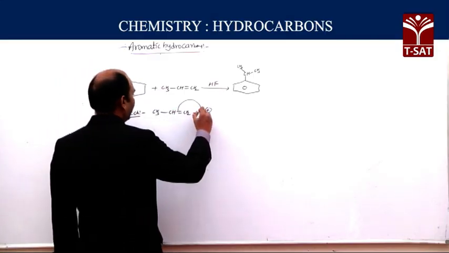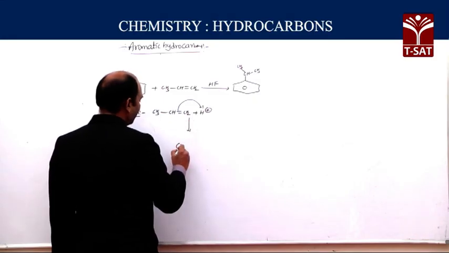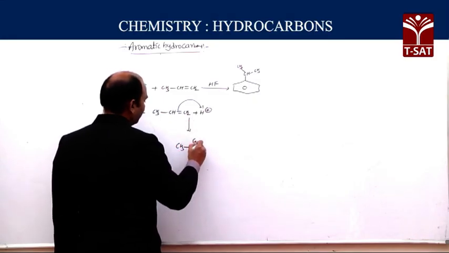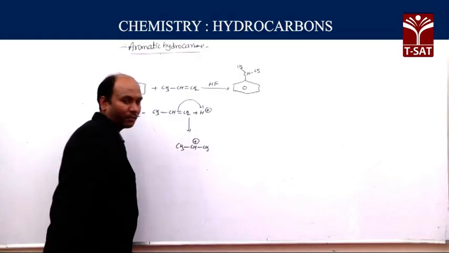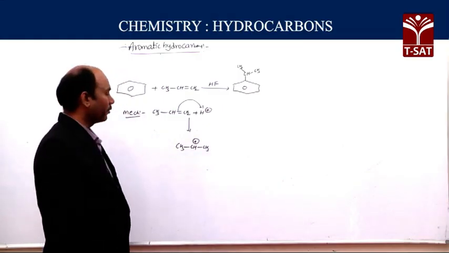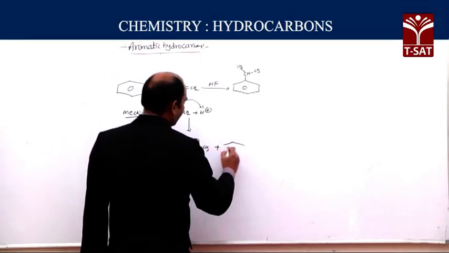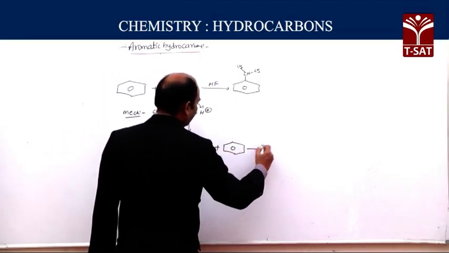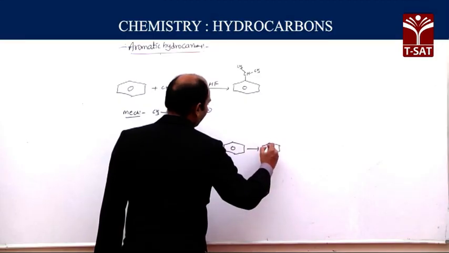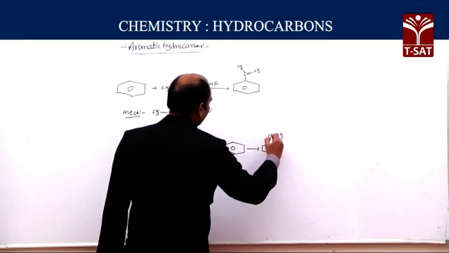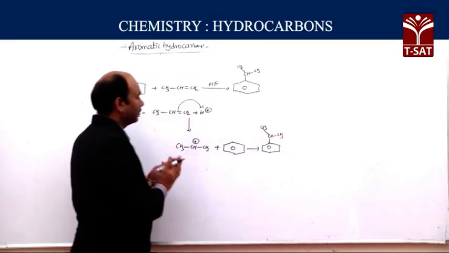Then this is an electrophilic addition reaction. So what we get is CH3 CH plus CH3. This isopropyl carbocation is formed. This isopropyl carbocation acts as an electrophile. Now it attacks benzene. So we get isopropyl benzene, that is cumene, formed.